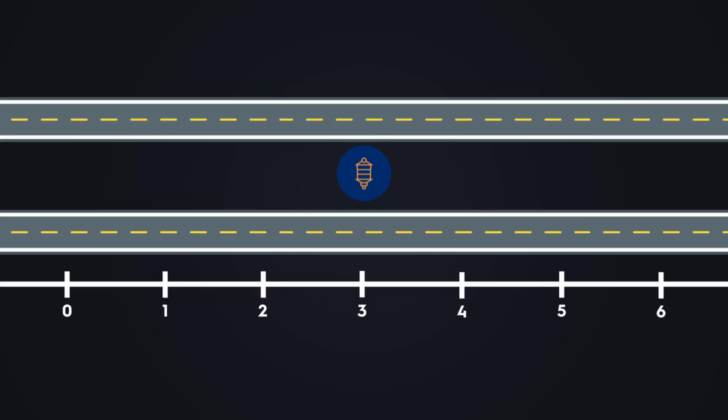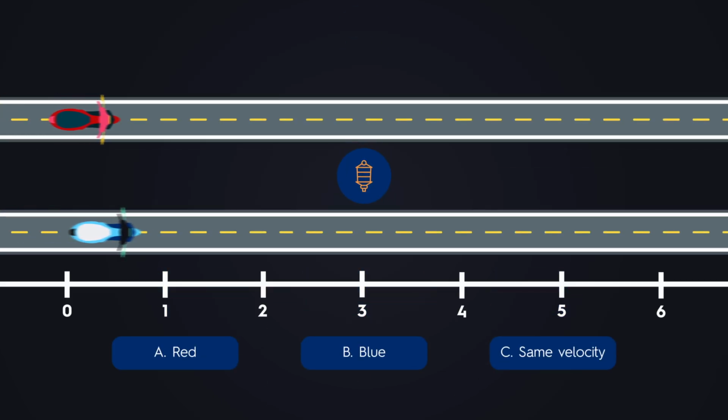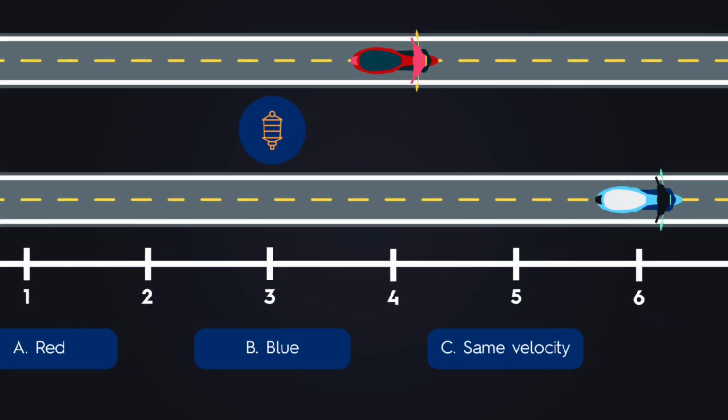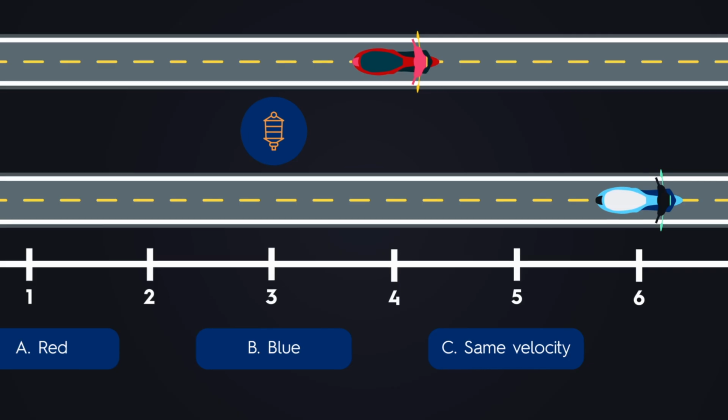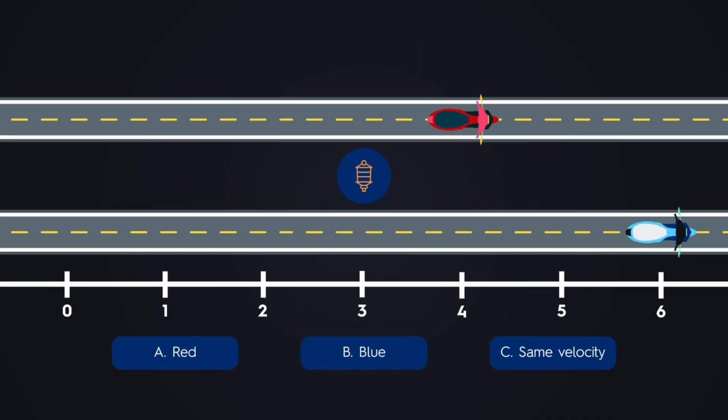Here's a question. Two scooters pass the same lamppost. In the next 1 second, red moves 4 meters and blue moves 6 meters. Who has the greater velocity? Red, blue, or are they the same? Pick your choice, and we'll reveal the correct answer soon.